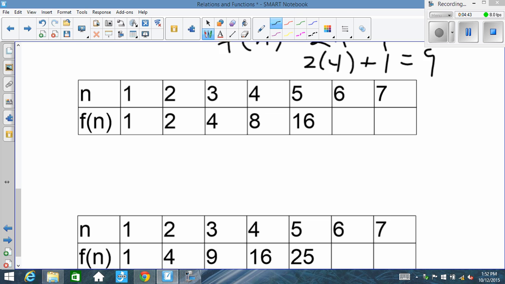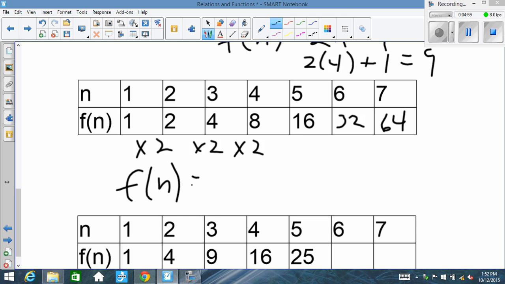This one is doubling, so the next one would be 32, then 64. From the doubling, you see it's times 2, times 2, times 2, and so forth. So if we try, this function looks something like this. F of n equals 2 to the power of n.